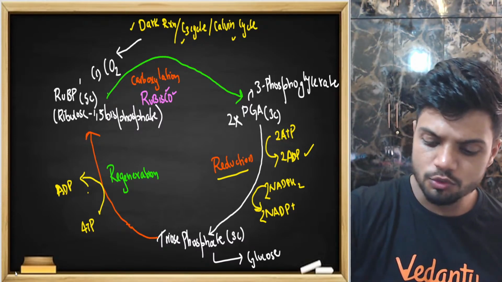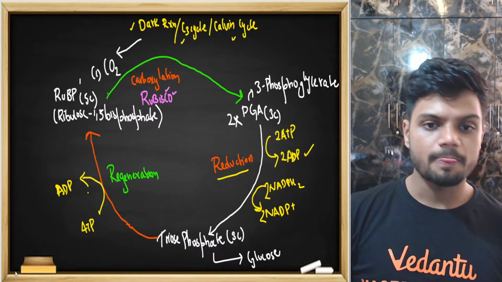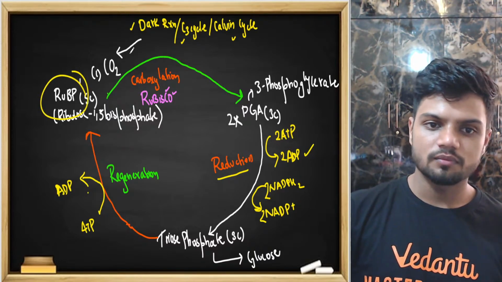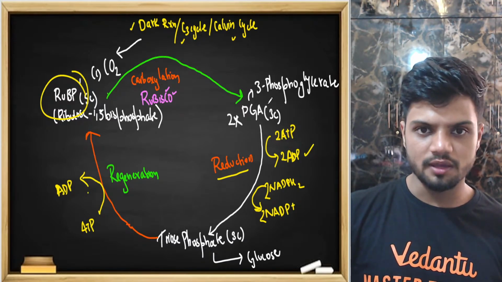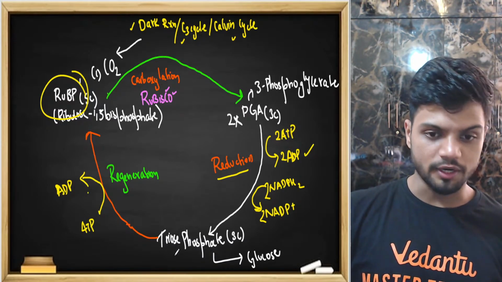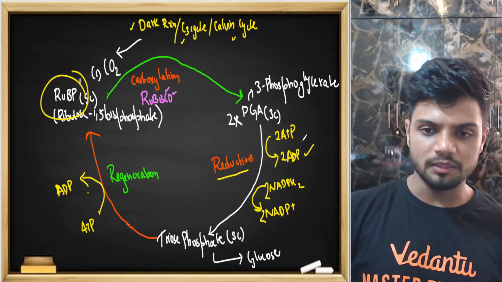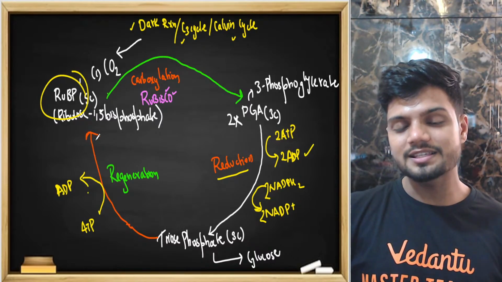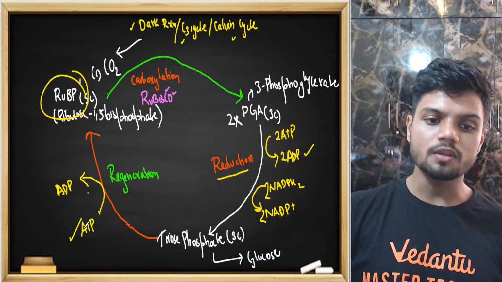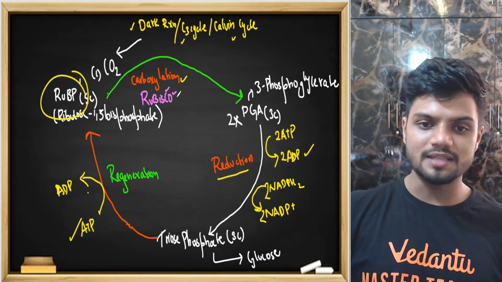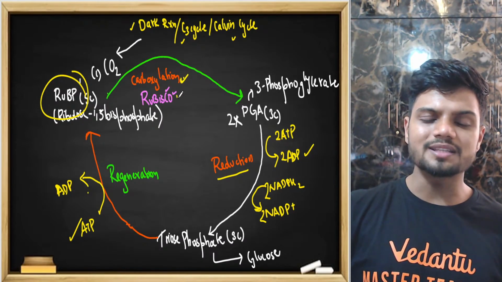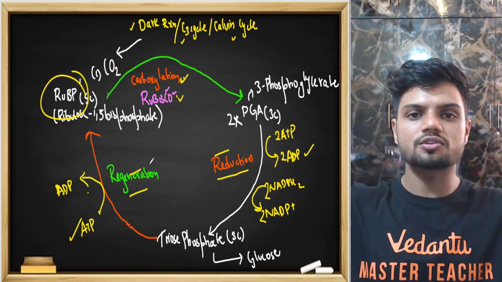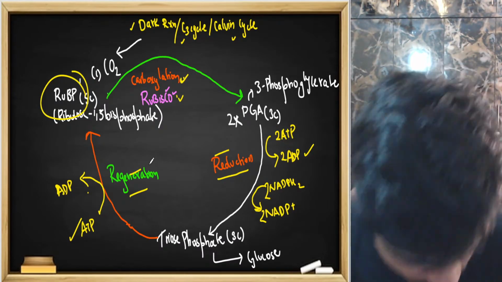Understanding all of you? So what did we learn right now? The C3 cycle is over. First step: Rubisco, RuBP plus CO2 will give you PGA. PGA will be converted to triose phosphate. In the process, 2 ATP and 2 NADPH are used. The triose phosphate is converted back to RuBP, and in that step, again 1 ATP is consumed. The first step is called carboxylation, and the enzyme is Rubisco. The second step is called reduction. The third step is called regeneration. That's all. The C3 cycle is over.